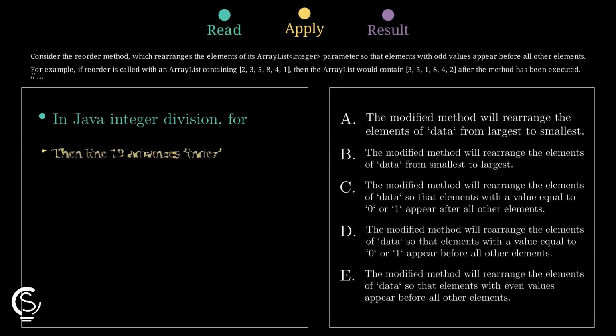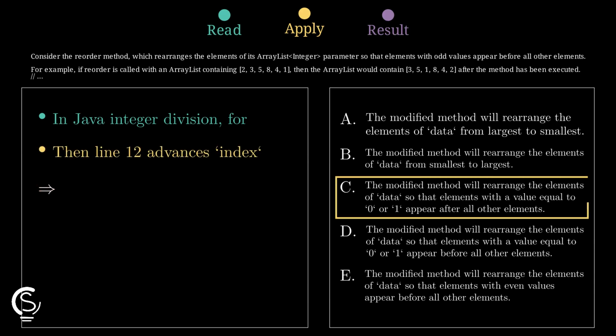Repeating this process moves all zeros and ones to the list's end. This makes option C the only correct choice.